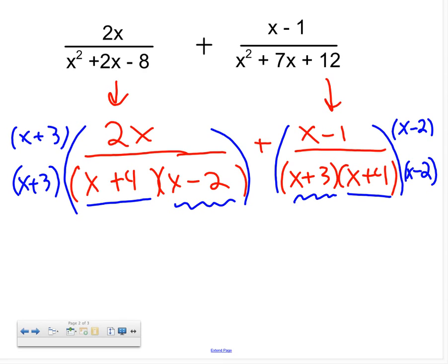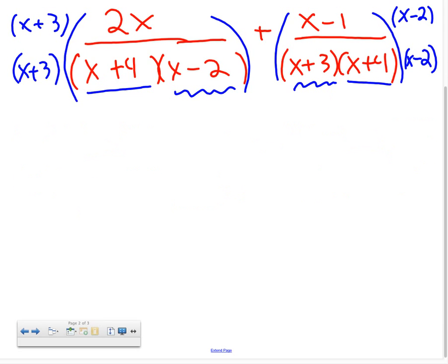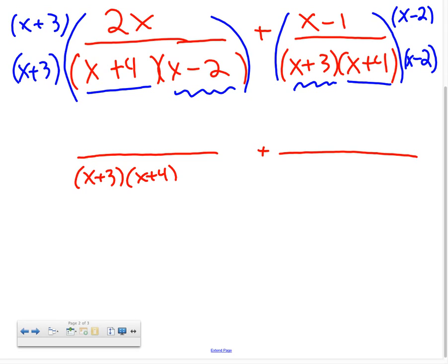So let's see how this would look if I rewrite it. As I said, the bottom is going to be the same for each. So we have x plus 3, x plus 4, x minus 2. And then over here is the same thing. I'm going to write in the same order: x plus 3, x plus 4, x minus 2.